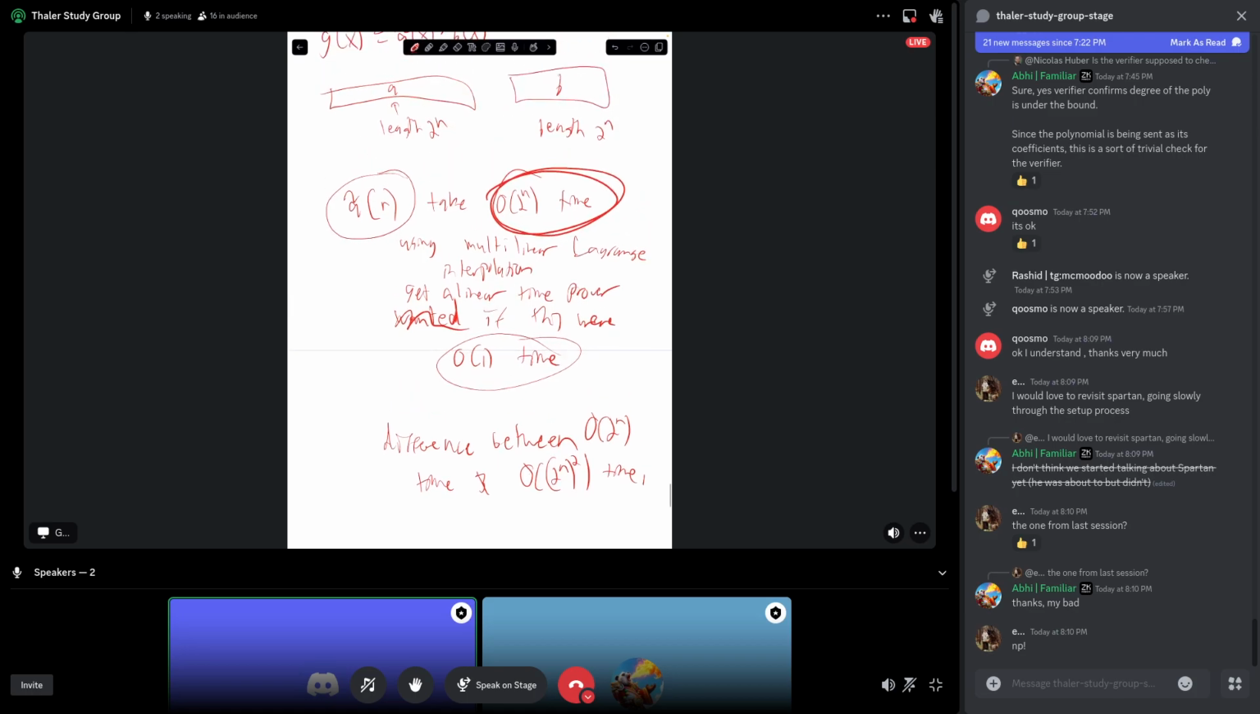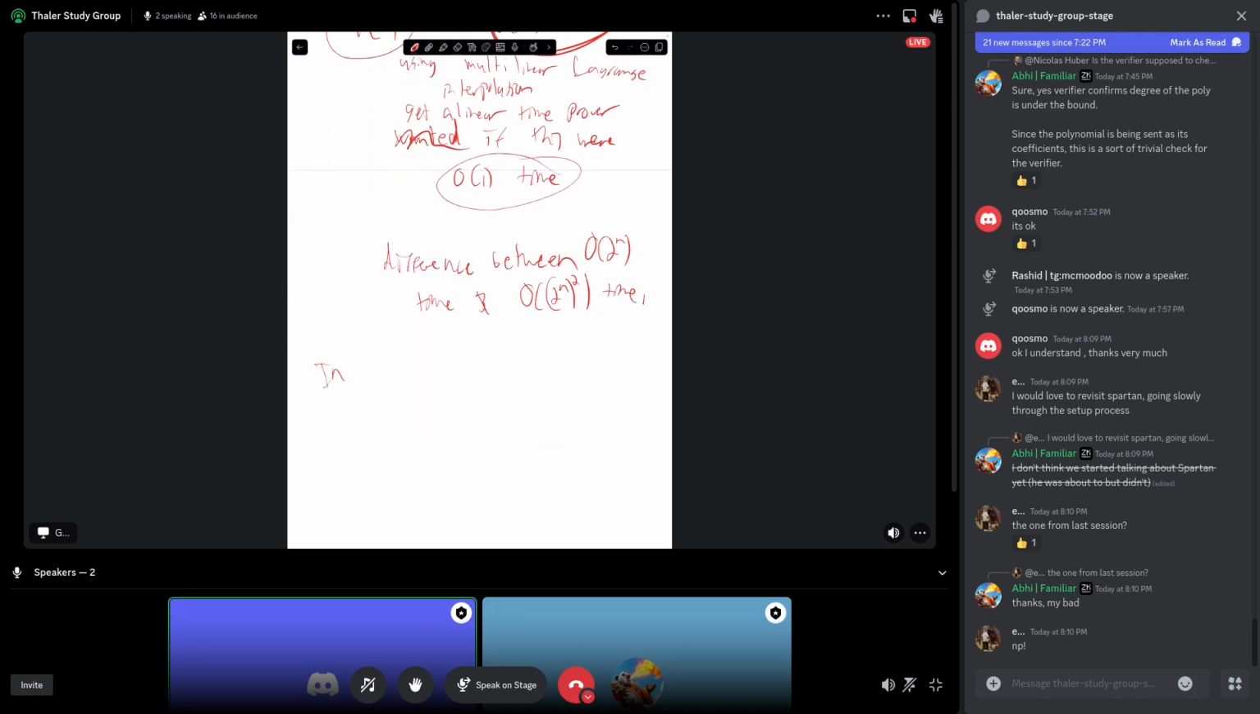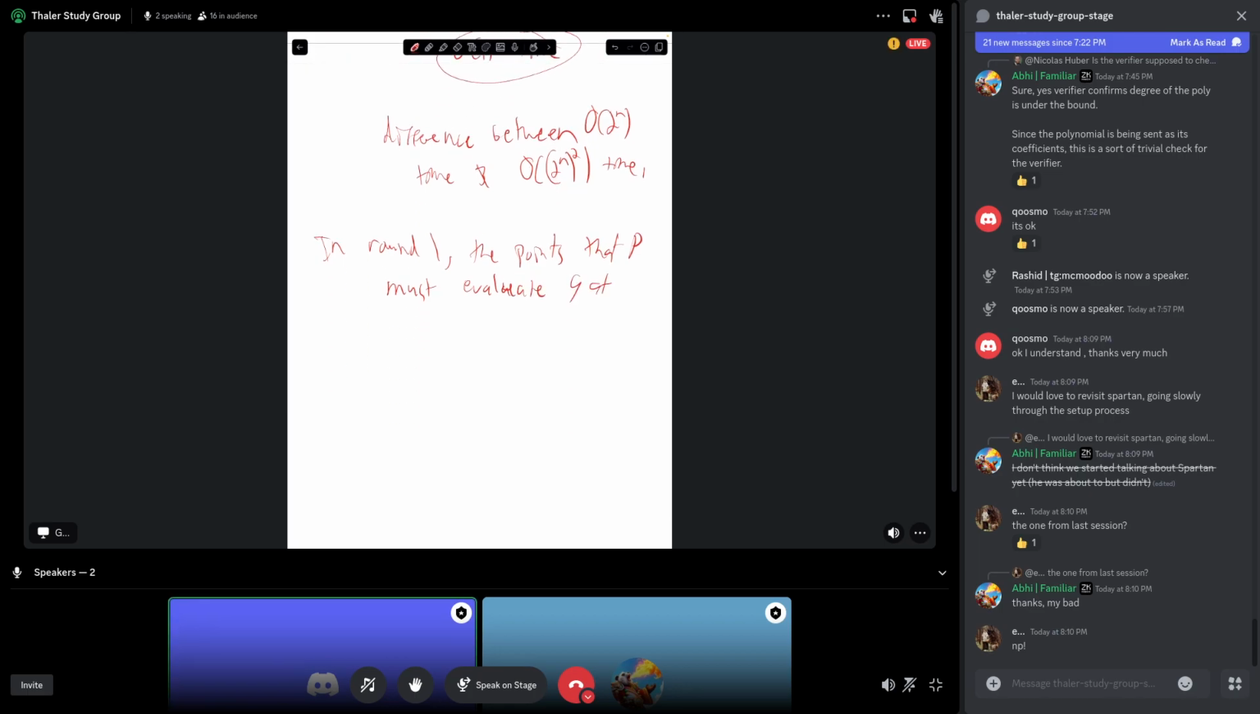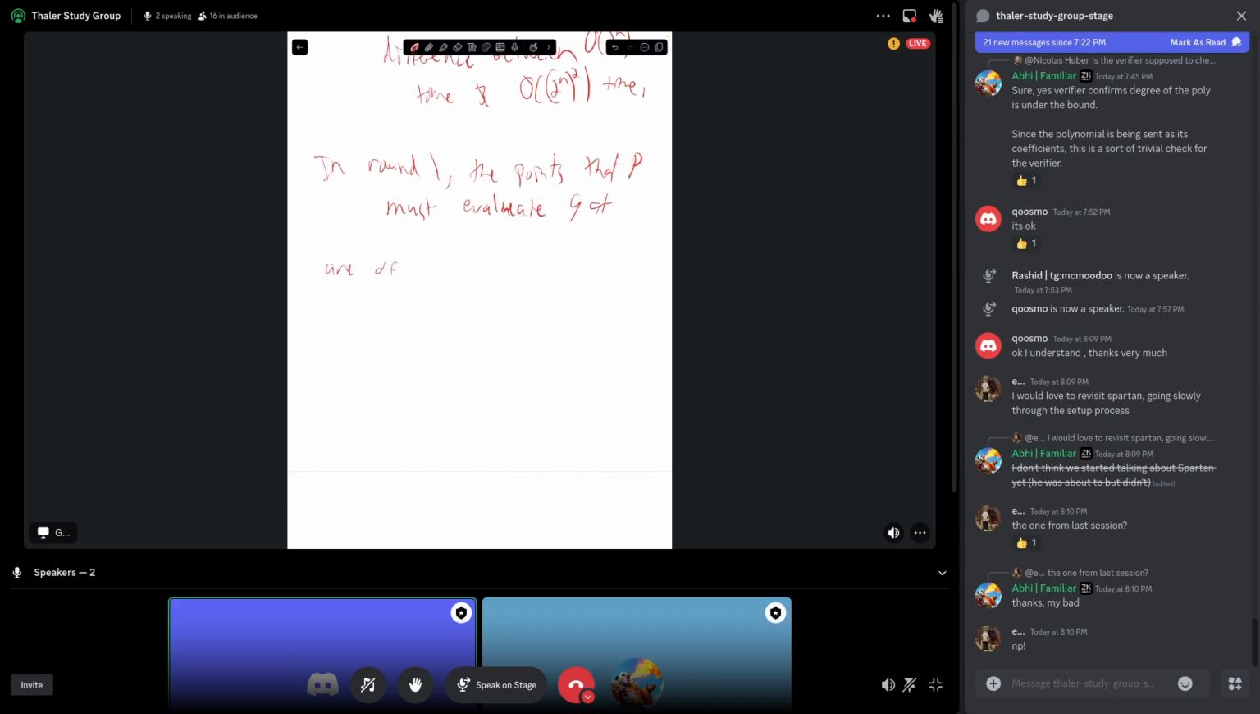So why is everything okay? Everything is okay in the end because in round one, the points that the prover must evaluate g at are not totally unrelated. They are of the form, since no variables have been bound yet, 0, 1, 2, 3, comma, b, where b is in {0,1}^{n-1}. These are the points.